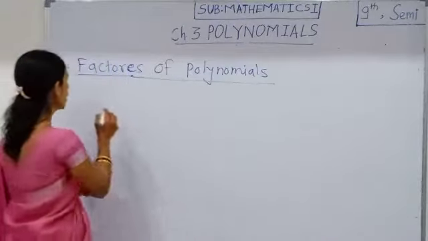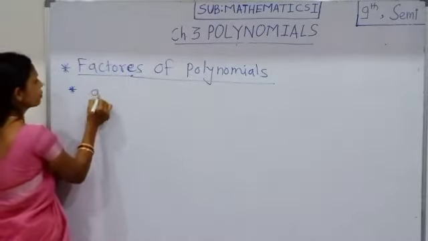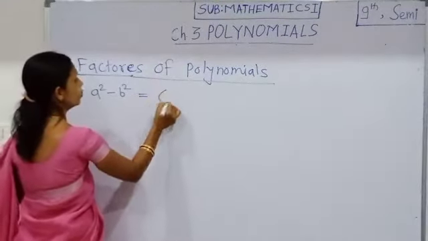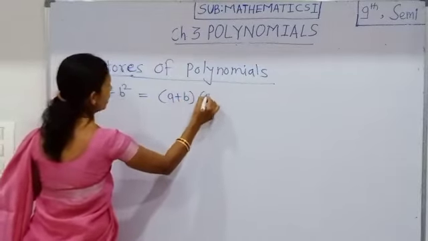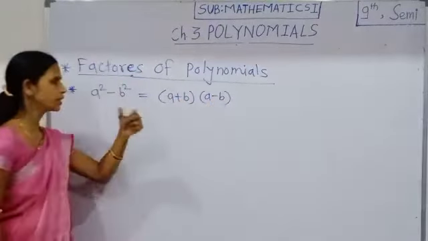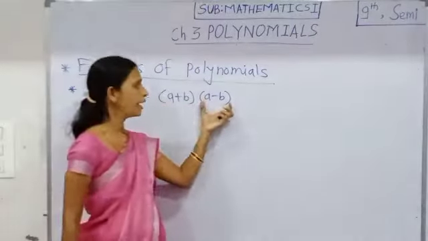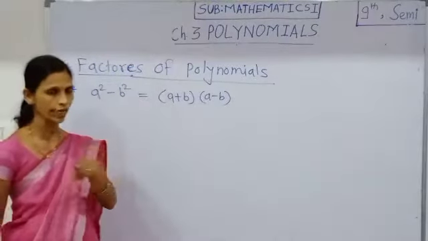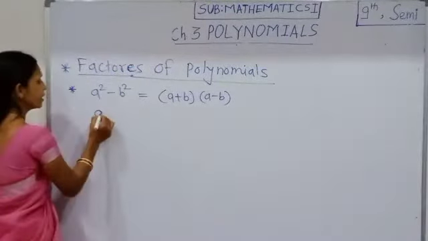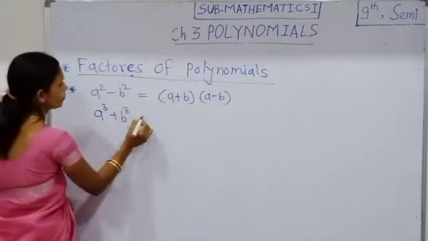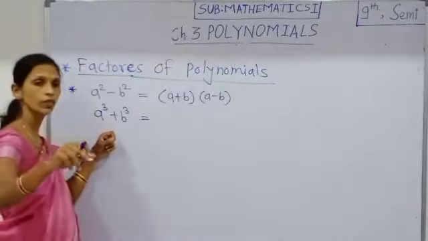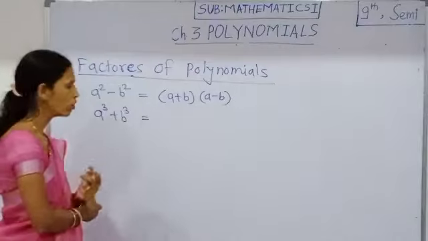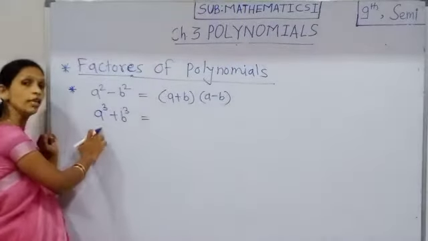For example, if the polynomial is in the form of a square minus b square, then you can factorize it into a plus b and a minus b. Those are the factors of a square minus b square. Then there is a cube plus b cube, another algebraic expression which we can factorize.